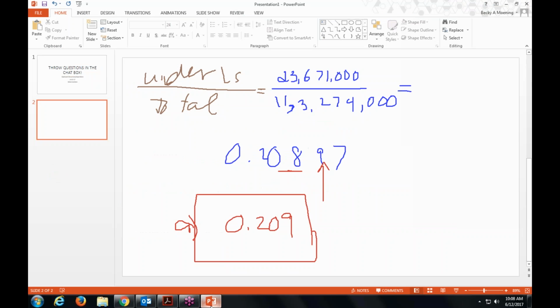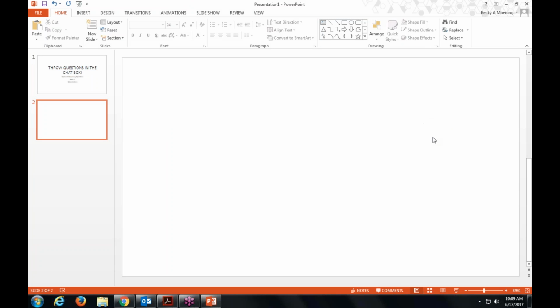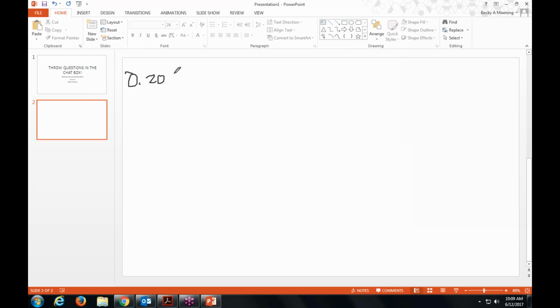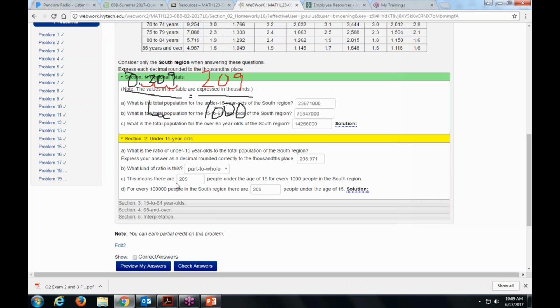Okay, so let's go back to our page here. I'm going to clear this out, erase all drawings. So we know that we are at 0.209 to 1. So in that first one, if you want to talk about per 1,000, right, that's moving the decimal 3 places. So if I move my decimal, my numerator 3 places, that gives me 209. Right, and you had that one. If I go back, part C, this means there are 209 people under the age of 15 for every 1,000 people. Yes. Okay, now in part D it says, what if we have 100,000 people?